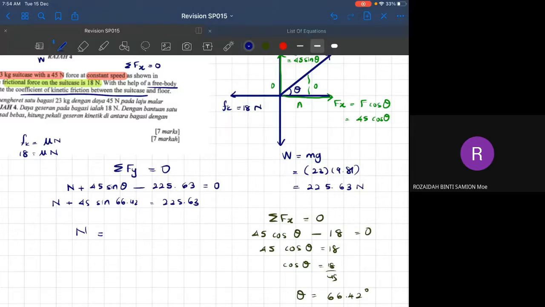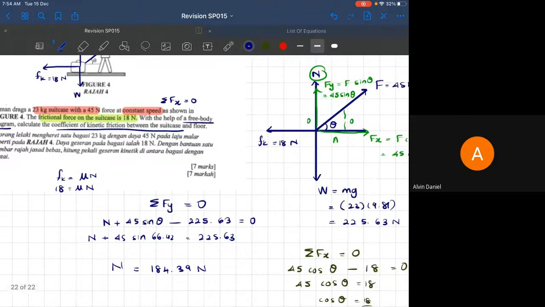Okay. So can I want siapa ya? Alvin BP33. Can you tell me the value of N? 184.39. Okay, thank you so much Alvin. So 184.39 N. Okay. So bolehlah cari the value of frictional force kat sini.